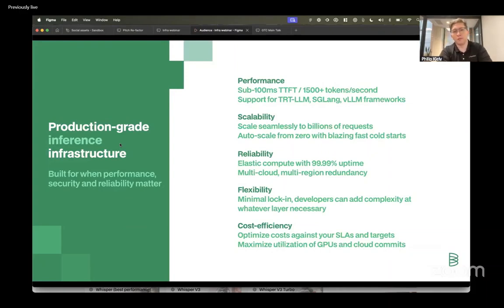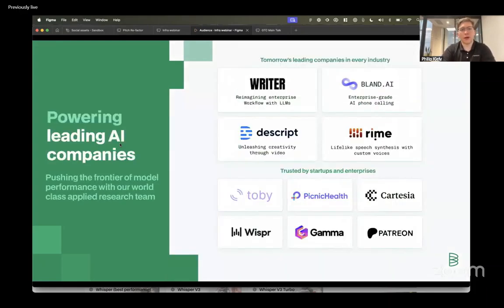You need massive uptime across every cloud and every region with minimal lock-in so that you can add whatever complexity you need on your end. And then, of course, cost efficiency so that you're able to optimize for cost while still making sure you hit your latency SLAs and maximize the utilization of GPUs, as well as spend down any cloud commits. That's what Baseten does. So we're powering leading AI companies who are building some of the best tools today for using AI models in both a B2B and B2C context.